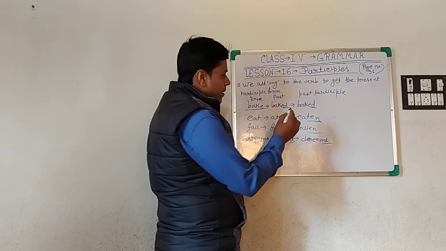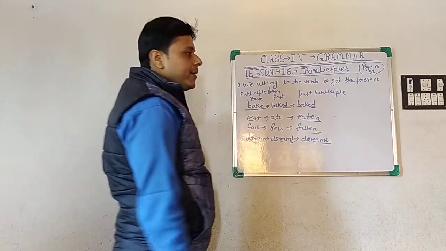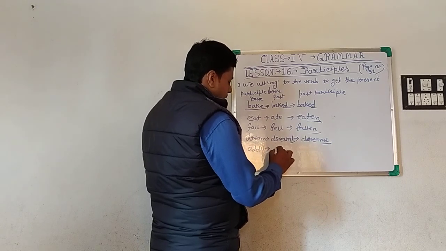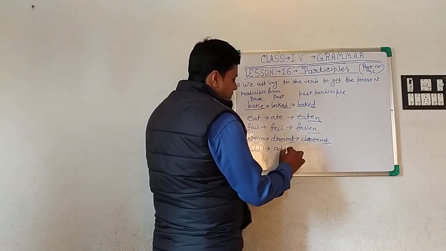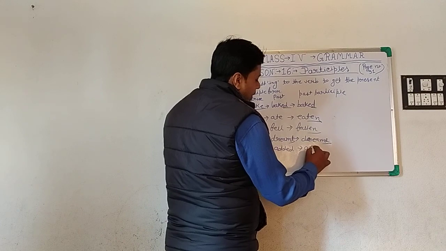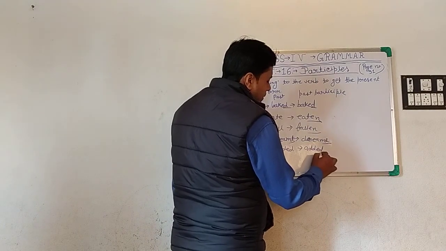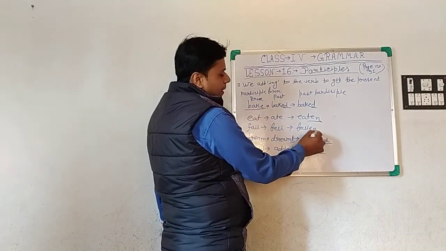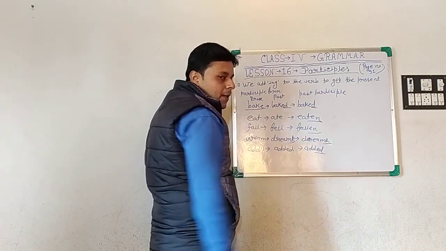Okay, we also add ed to make it a past participle. For example, add, added, and added. Is that clear? So we add d, en, t, ed to make it a past participle.